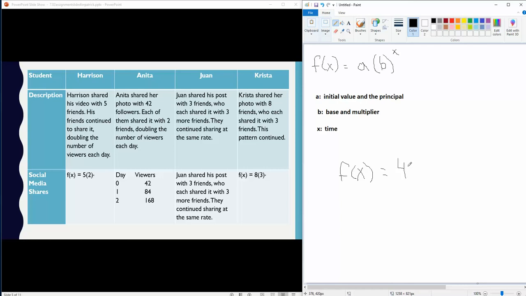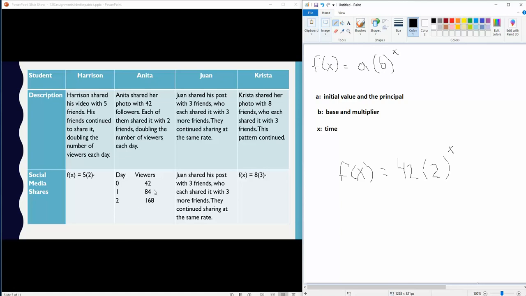Well, their initial value is 42, right? You started out with more people, and you're going to double it. So if we're doubling, again, that's a multiplier of 2. And that's raised then to the x power. We want to make sure we're throwing that up there. That's a good one for Anita.